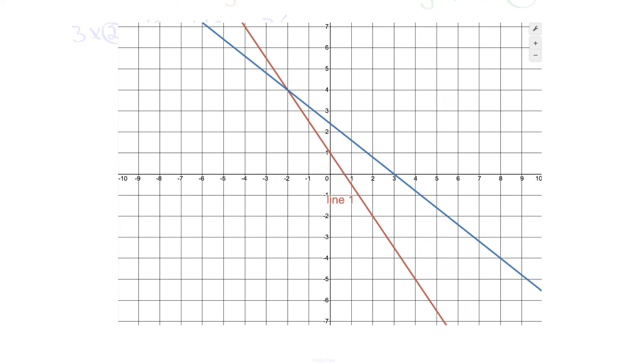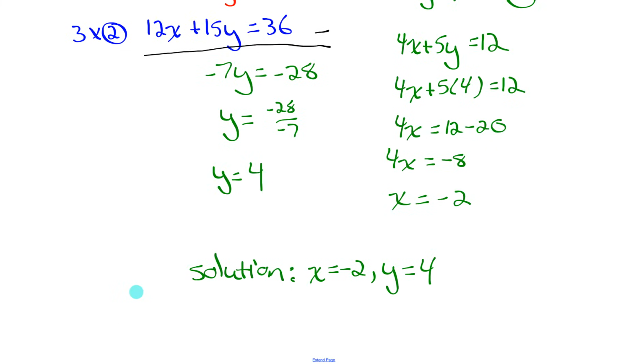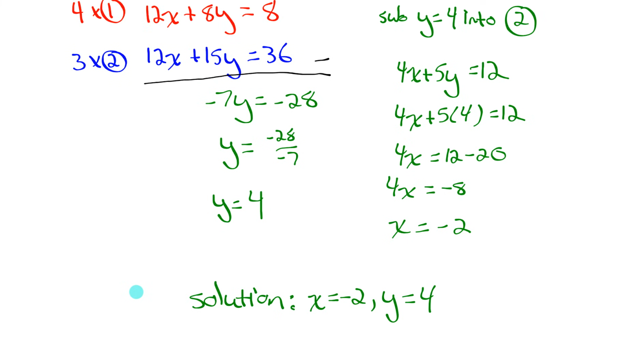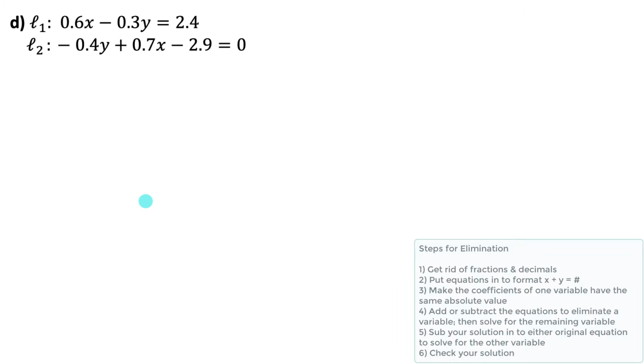Graphically speaking, these lines would intersect at the point negative 2, 4. And we could do a left side, right side check in both equations to verify this is the correct solution, using the same method I showed you in the previous two examples. But I'll skip that for this example. Let's move on to our fourth example.